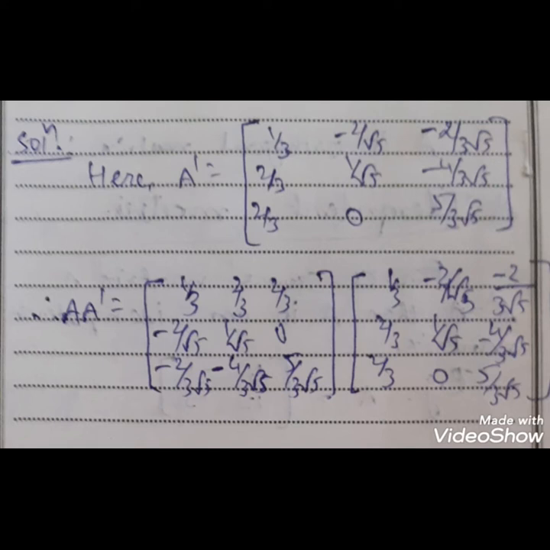We take the multiplication of A and A dash. It can be written as 1/3, 2/3, 2/3 are the elements of the first row for A, minus 2/√5, 1/√5, 0 are the elements of the second row of A, minus 2/(3√5), minus 4/(3√5) and 5/(3√5) are the elements of the third row for A, and A dash is shown as above, so we take it in multiplication with A.